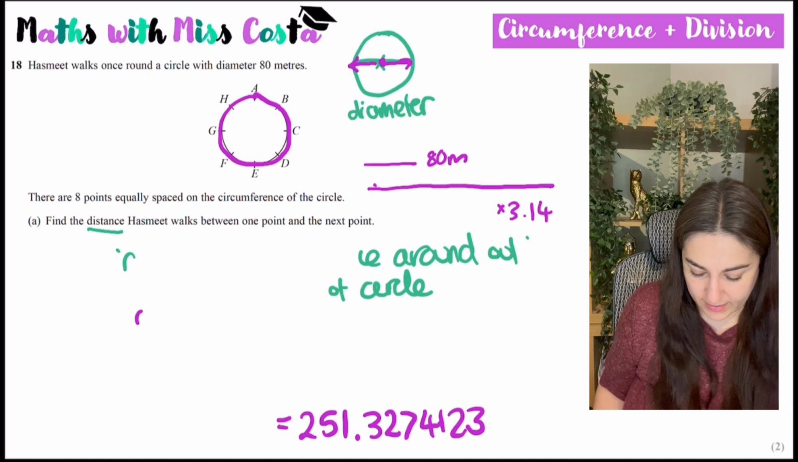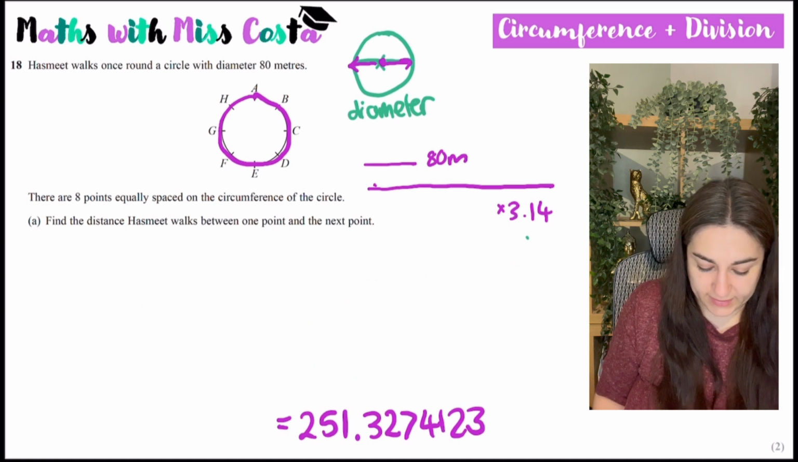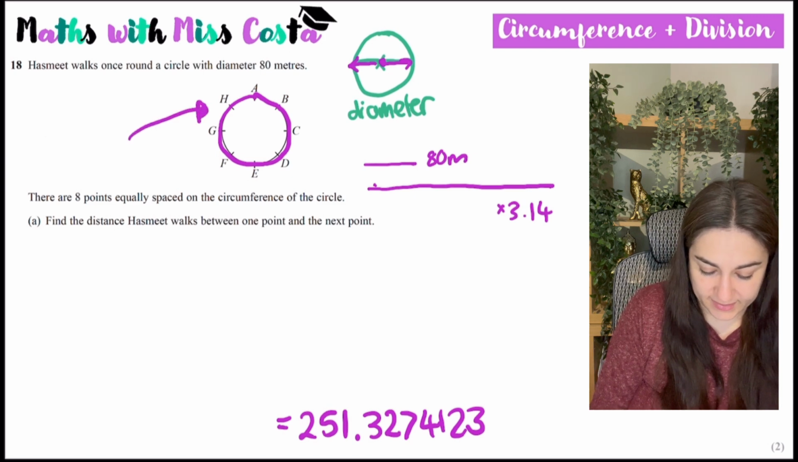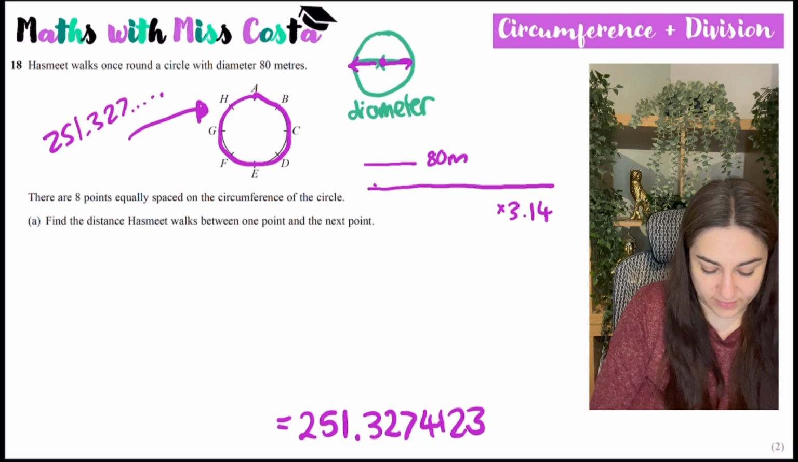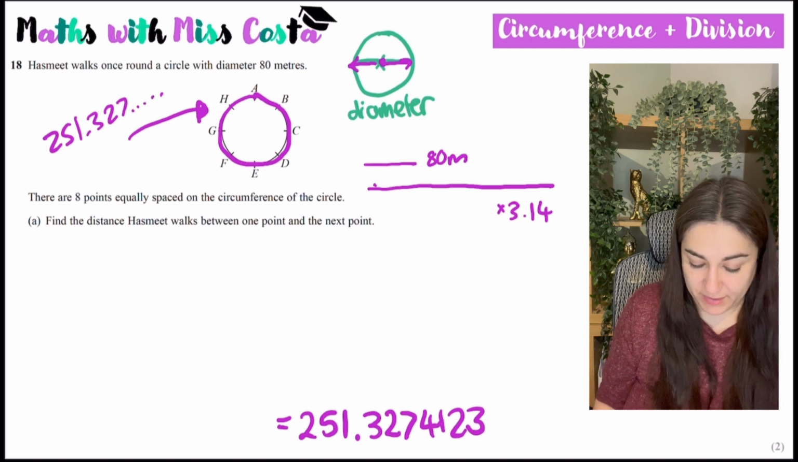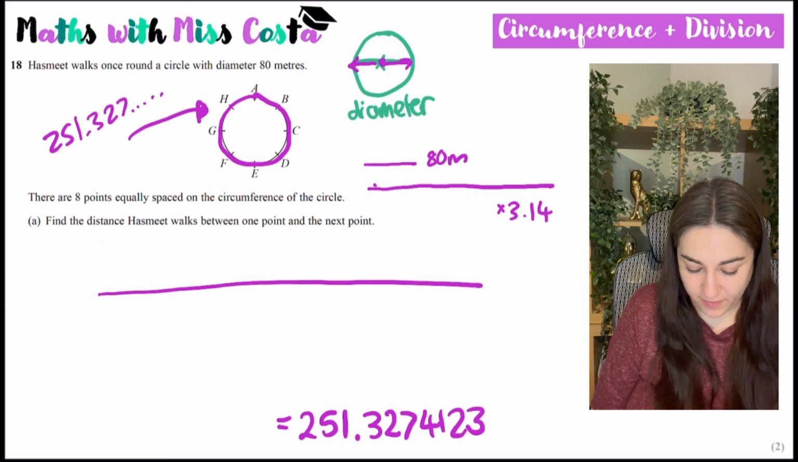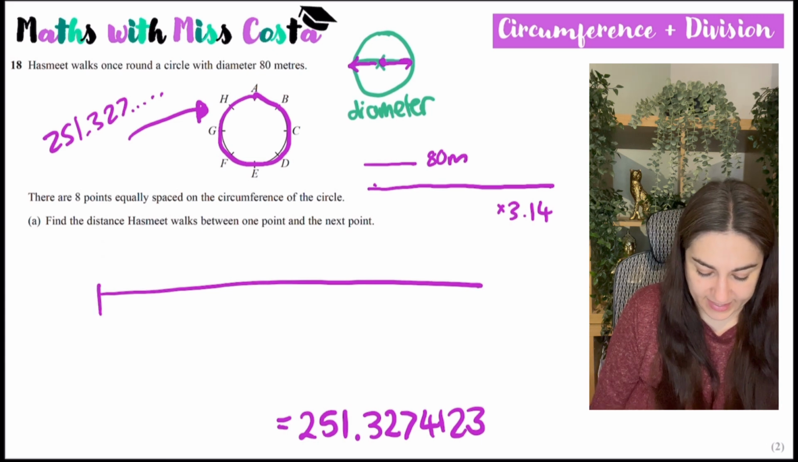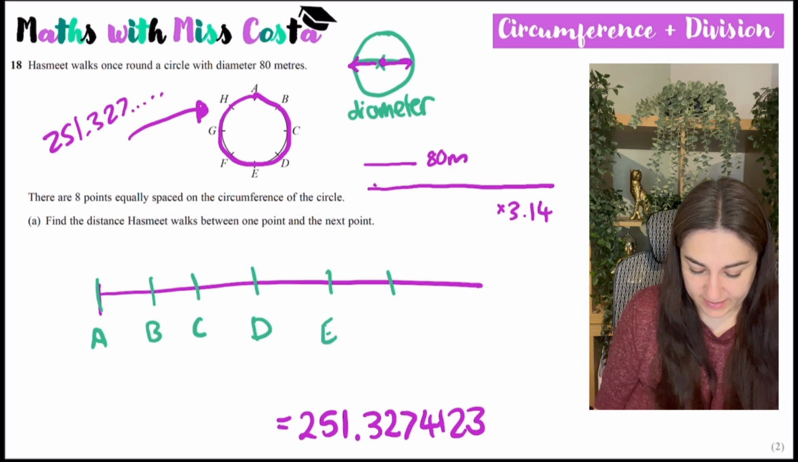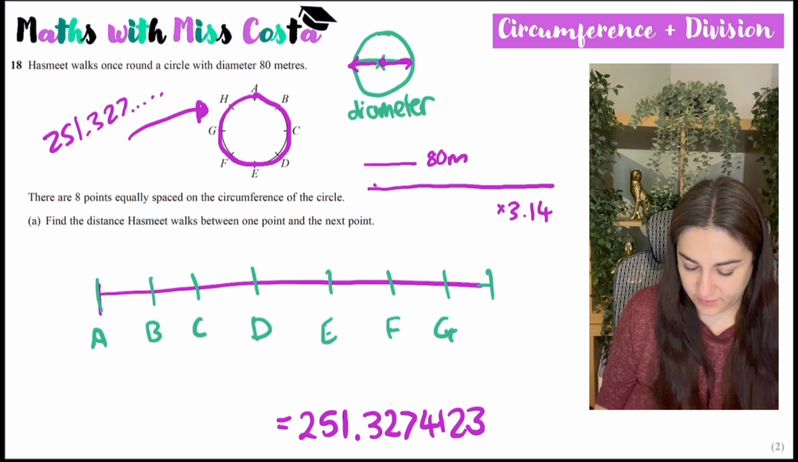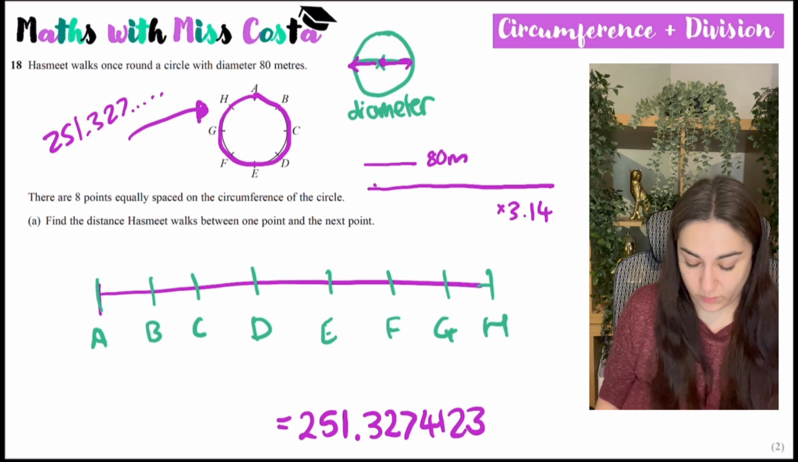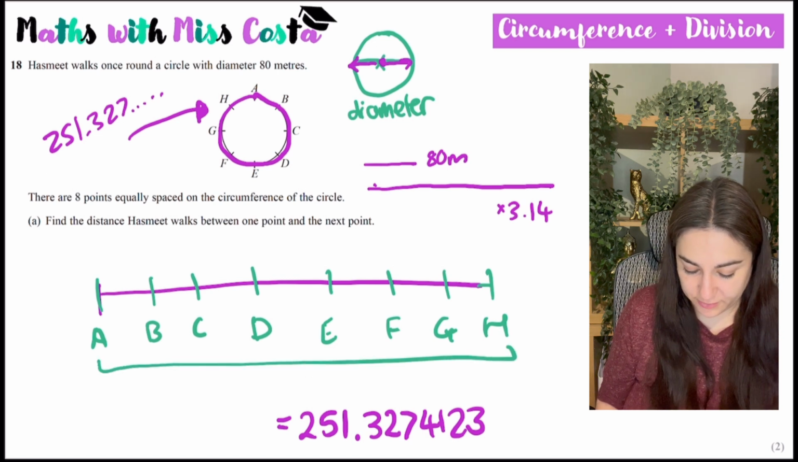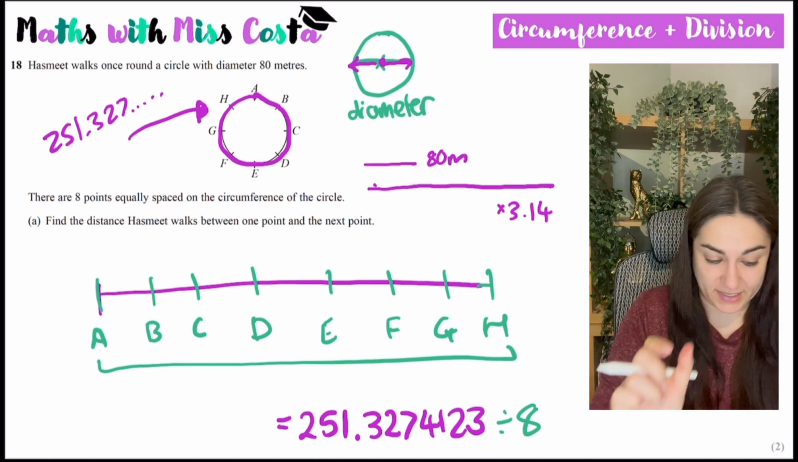So if I know the full circumference, I unraveled it, or even just looking at here, I know that this is 251.327. And I want to split that into 8 equal parts. Because once again, if I unraveled it, and here's A, and then you've got B, C, D, E, F, G, H. They are all equal parts. So I know that this whole length is 251. So I'm going to do 251 divided by 8. That's going to tell me the distance between each point.